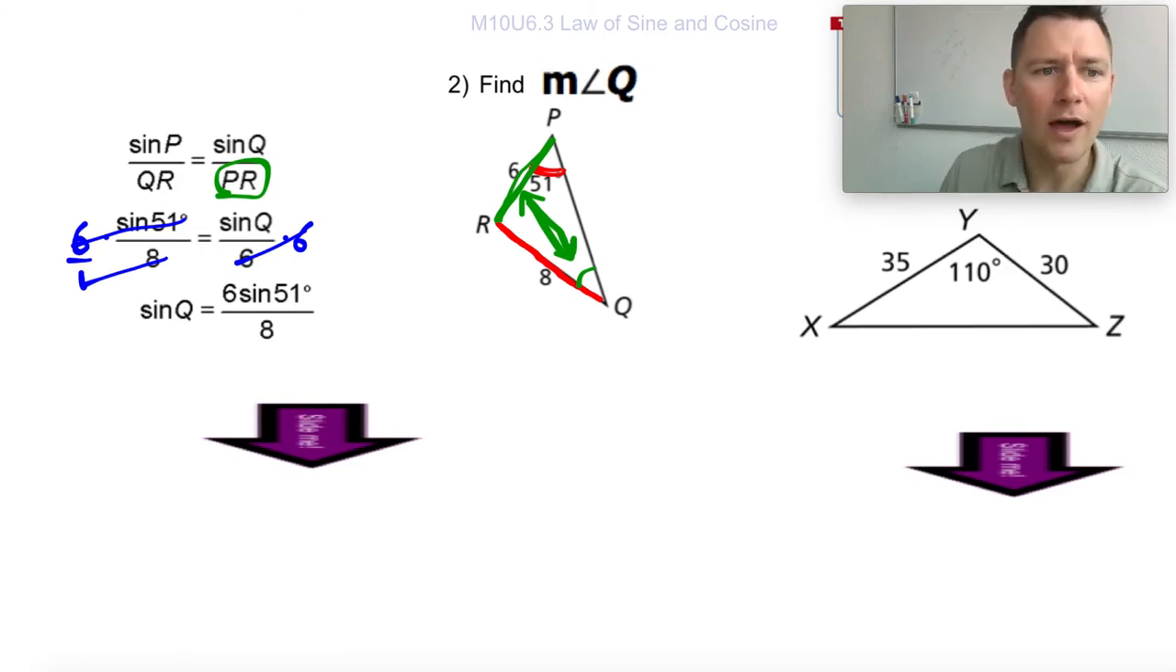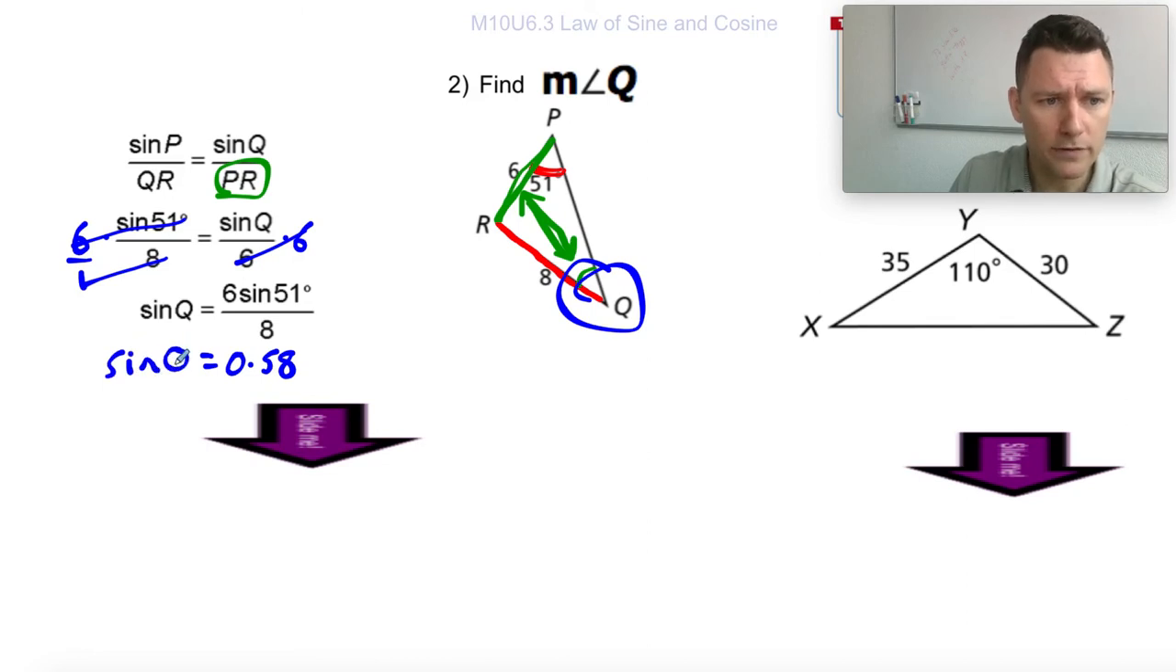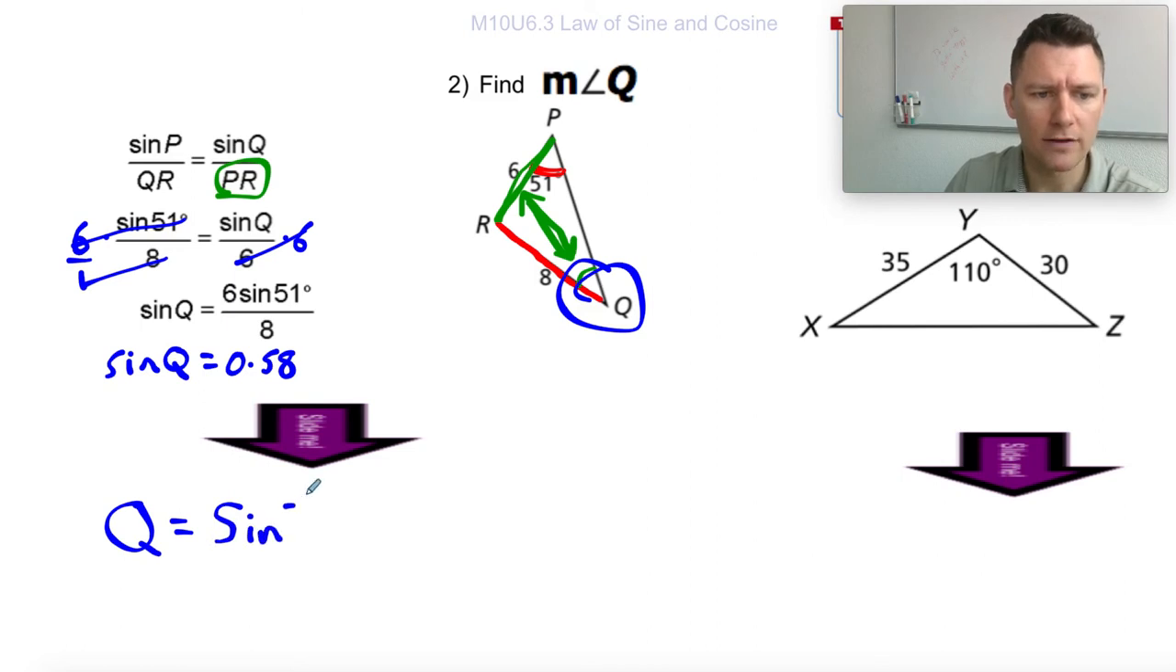So I got 0.58. Great, and that's this, right? Now, it's not that. It's the sine of that, right? That's the sine of Q. So take that one last step, and if you want to find Q, you have to take the inverse sine now, right? I have to undo sine, so inverse sine of 0.58.